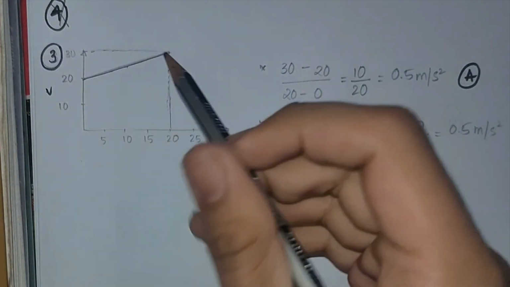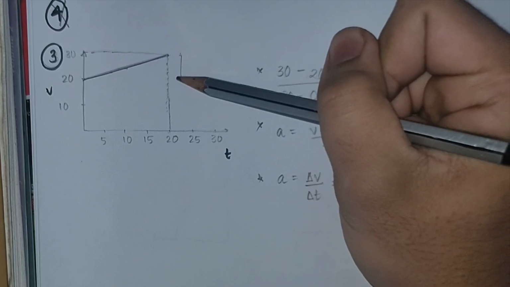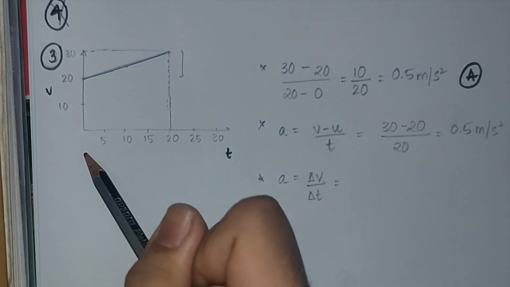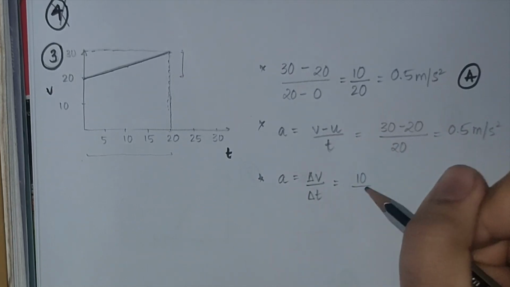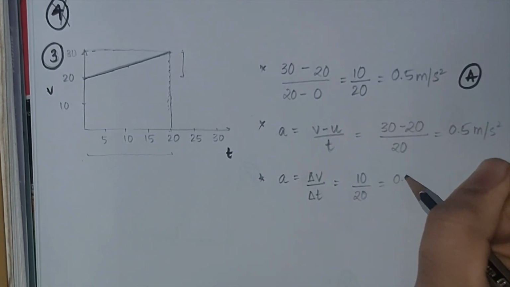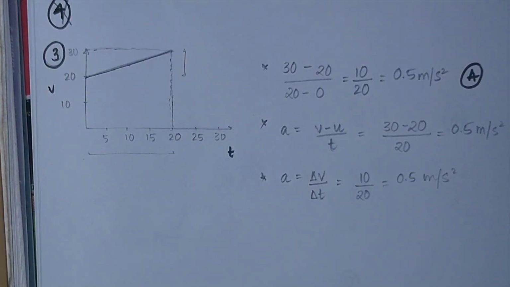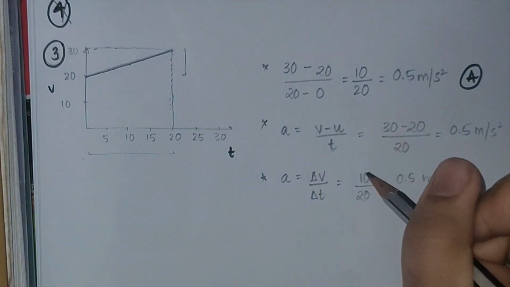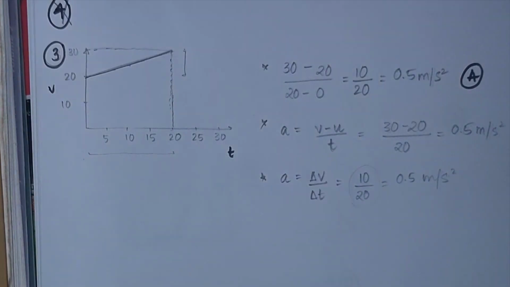And when you look at this graph, you will see that the velocity is only changing by 10 units over here, while the time is changing by 20 units over here. Therefore you can easily say 10 over 20, which is 0.5 meters per second square. Again, these are exactly the same calculations, just this one is way more intuitive, direct and quick.